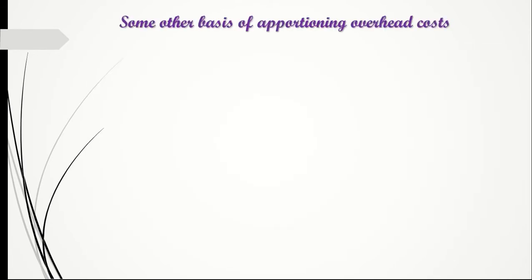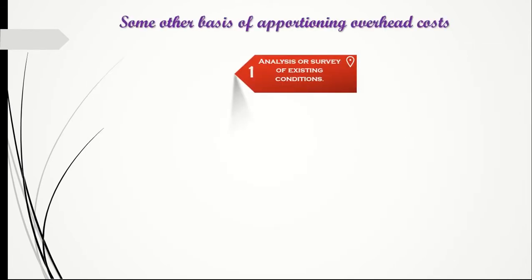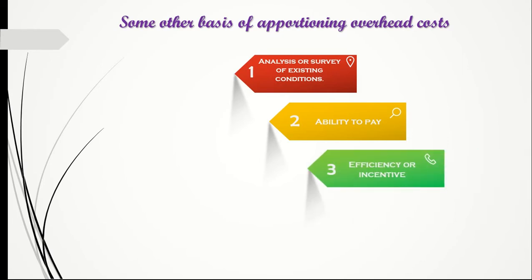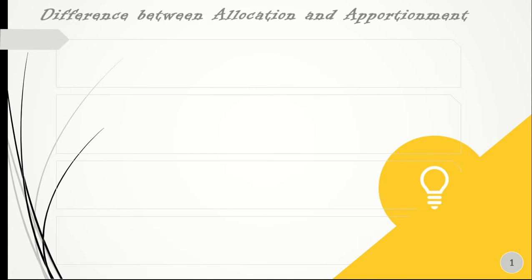Some other bases of apportioning overhead costs. 1. Analysis or survey of existing conditions. 2. Ability to pay. 3. Efficiency or incentives. Under this method, the distribution of overheads is made on the basis of predetermined levels of production or sales.